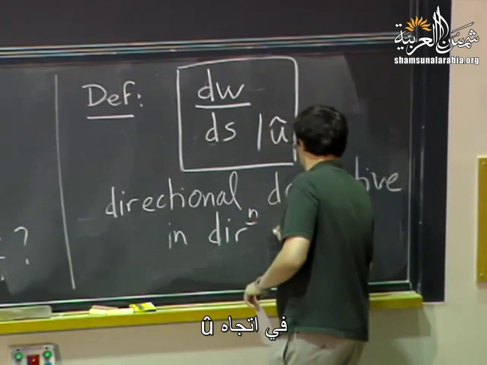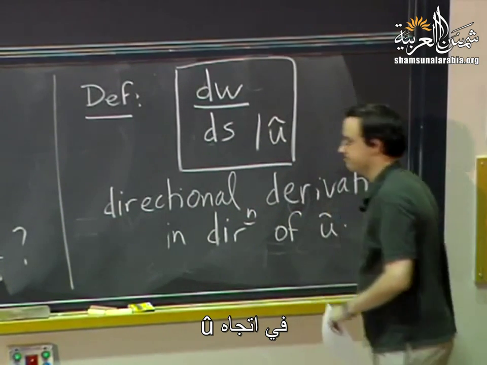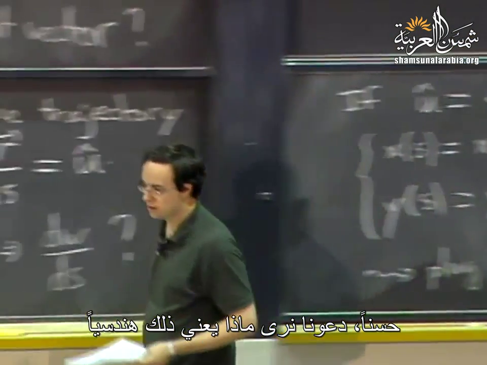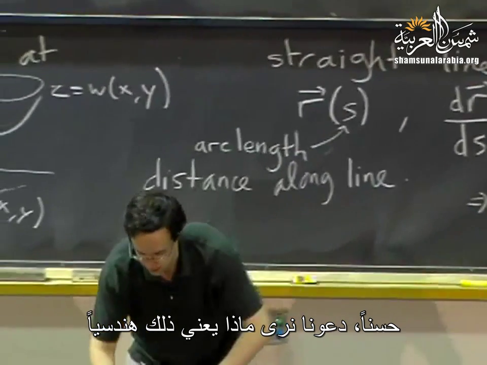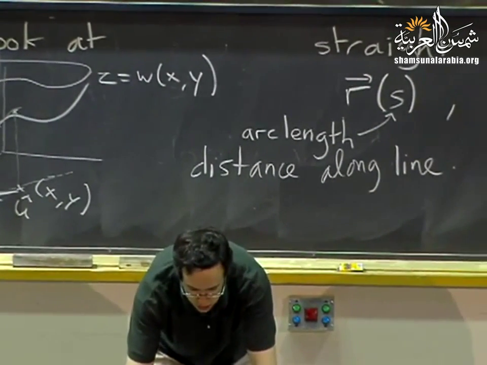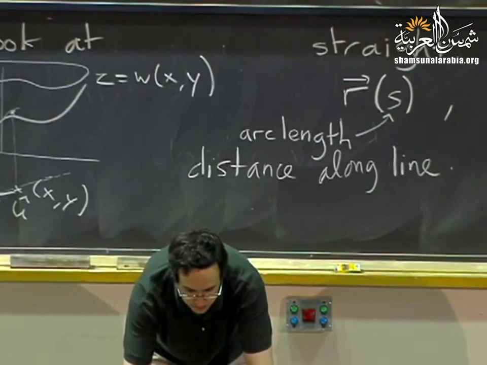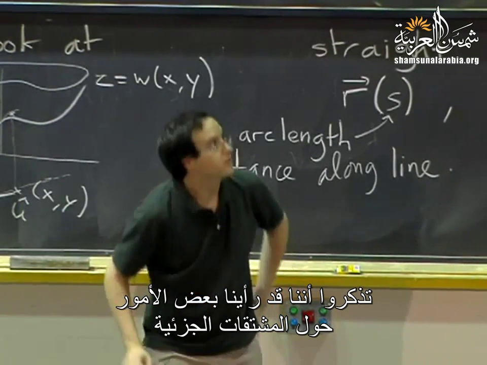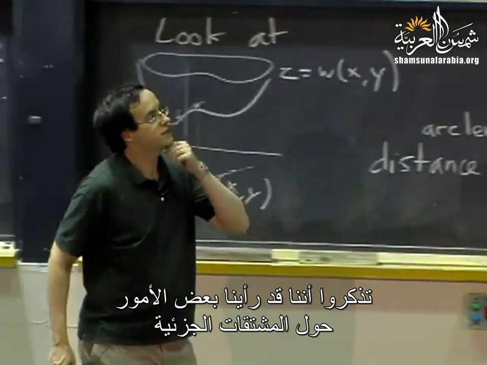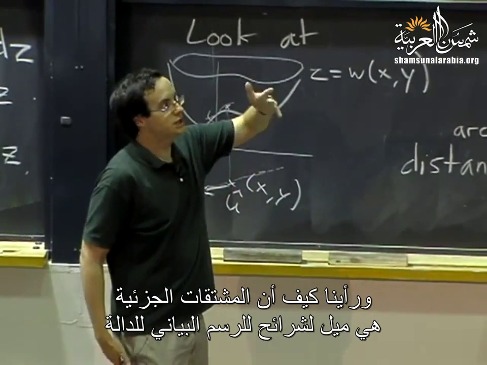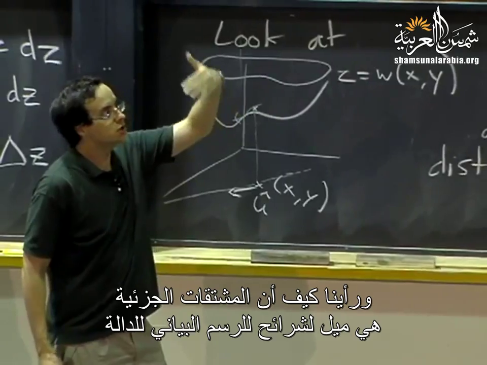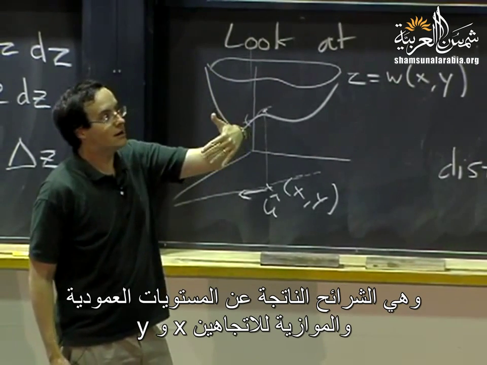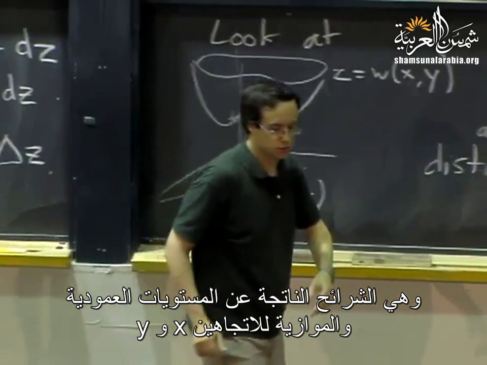In the direction of u. Okay, so let's see what it means geometrically. So remember, we've seen things about partial derivatives, and we've seen that the partial derivatives are the slopes of slices of the graph by vertical planes that are parallel to the x or the y directions.